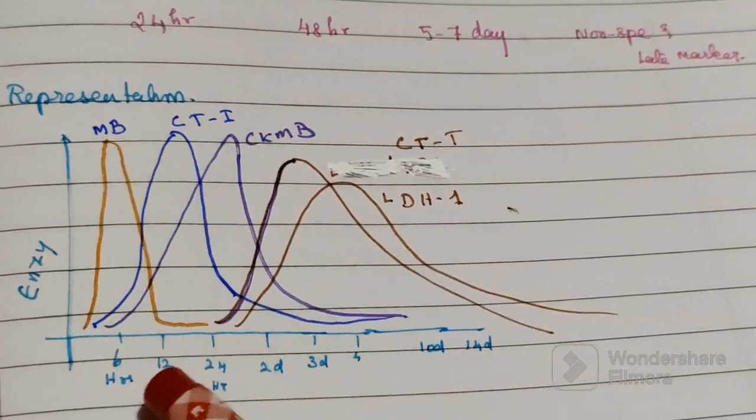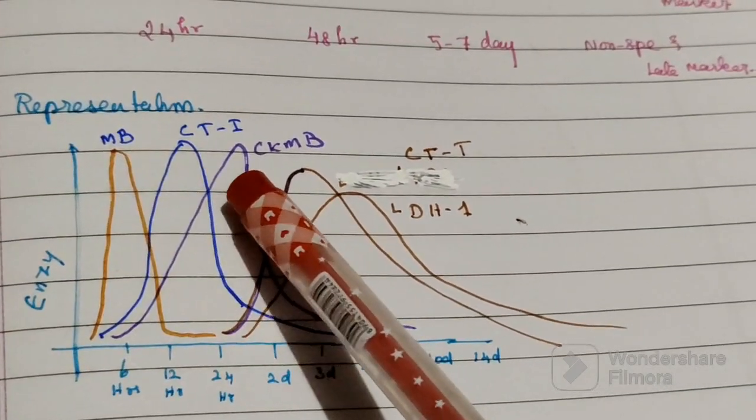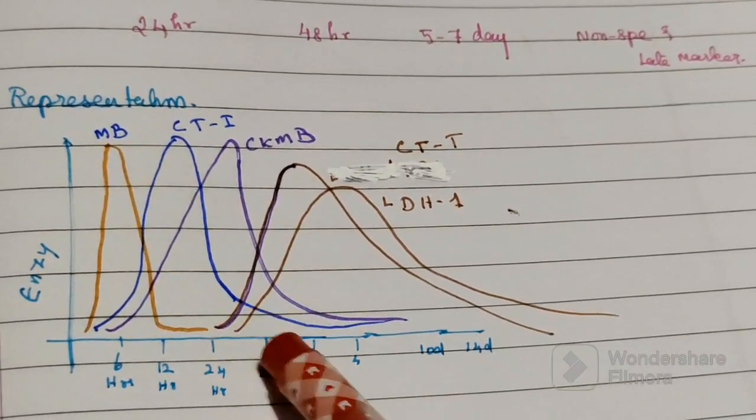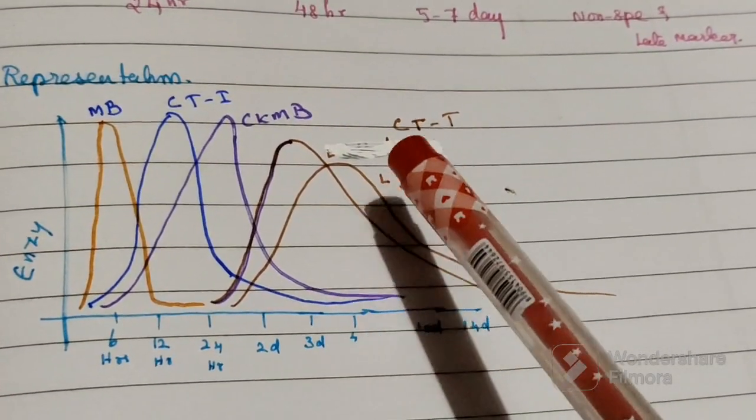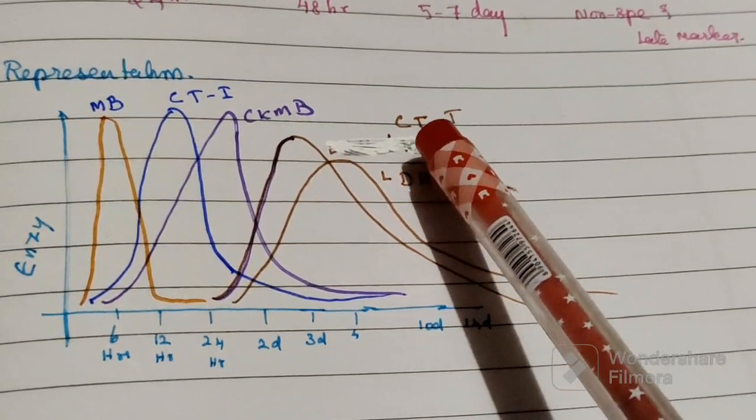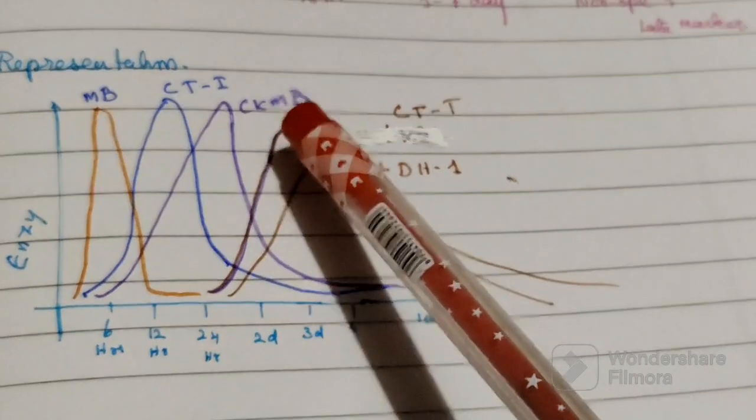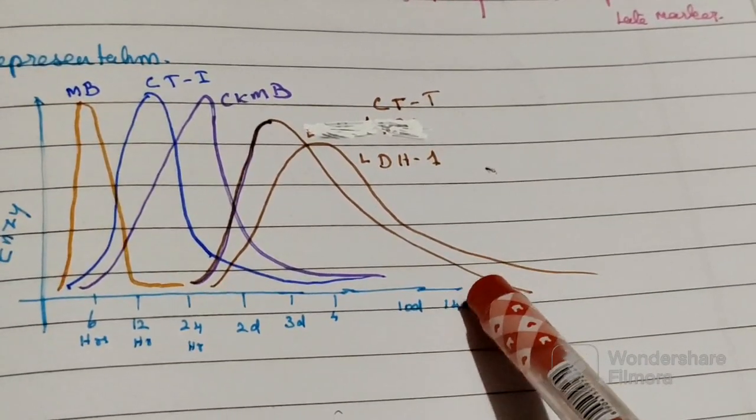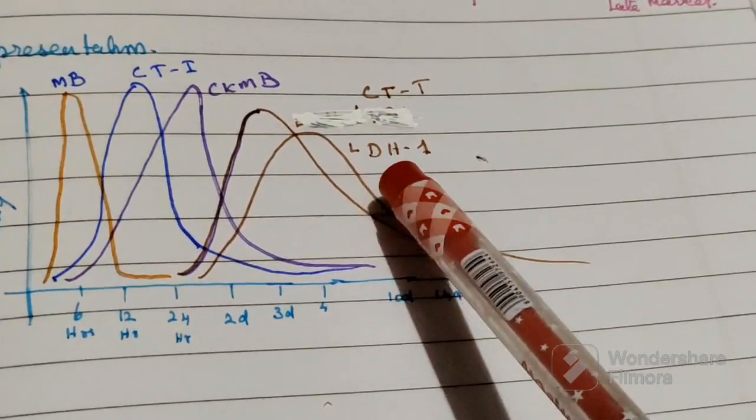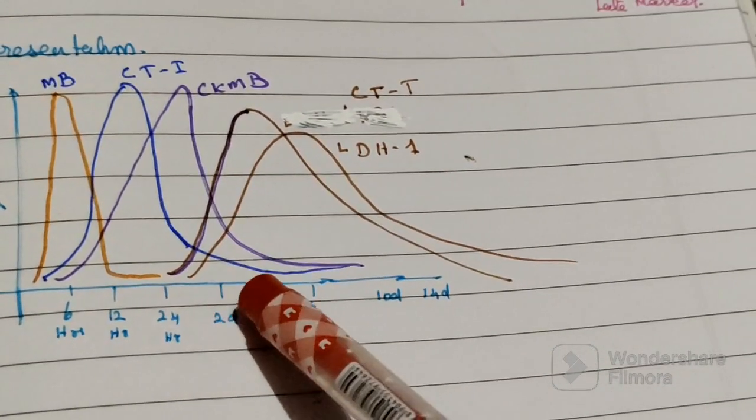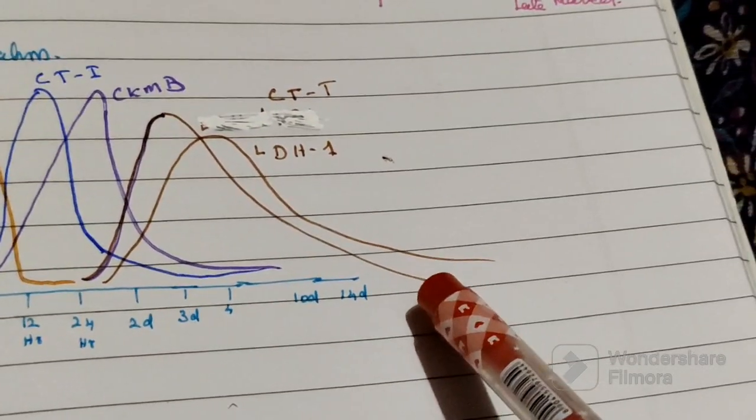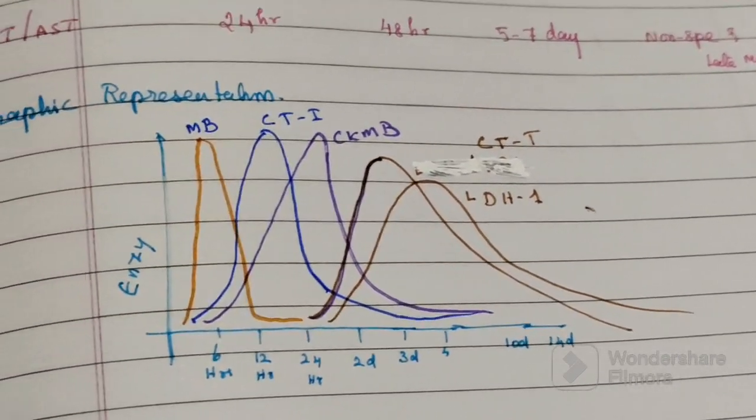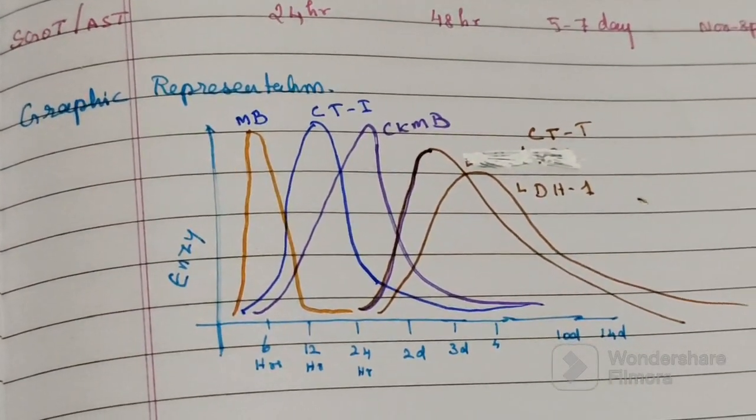Then CK-MB starts at 4 to 6 hours, peaks at 18 to 24 hours, then normal in 2 to 3 days. Next one is cardiac troponin T. This one starts at 6 hours, peaks at 24 to 48 hours, and after that is normal in 10 to 14 days. Then LDH1 starts at 24 hours, peaks at 48 hours, and is normal at 10 to 14 days. So this is the graphic representation of cardiac markers.